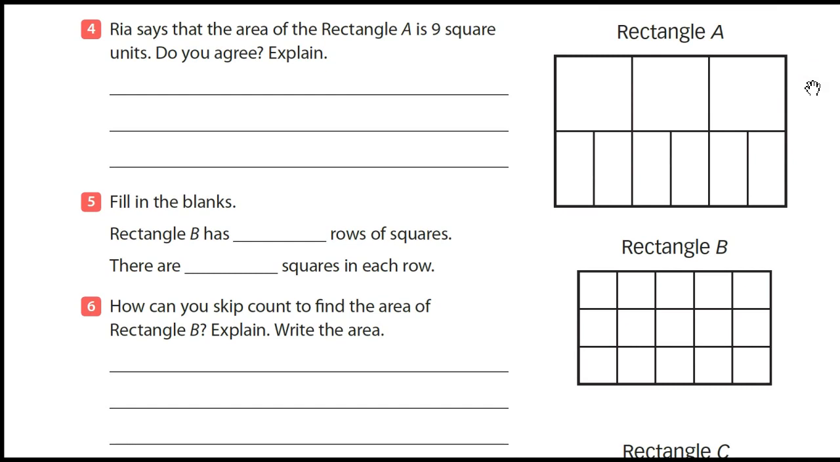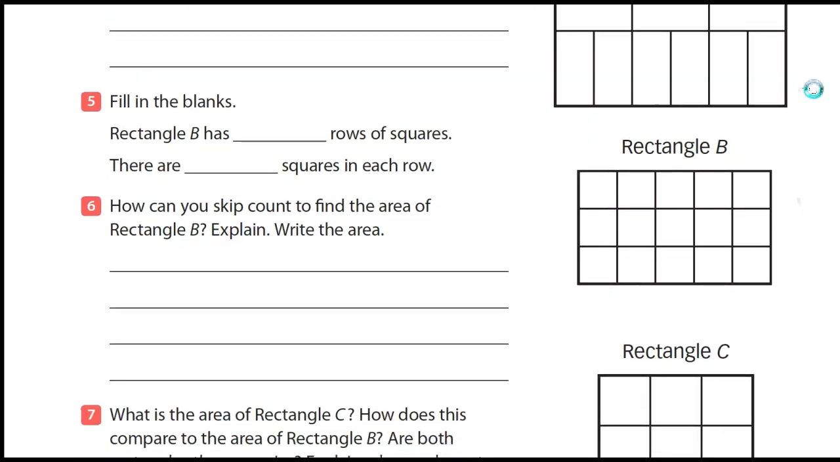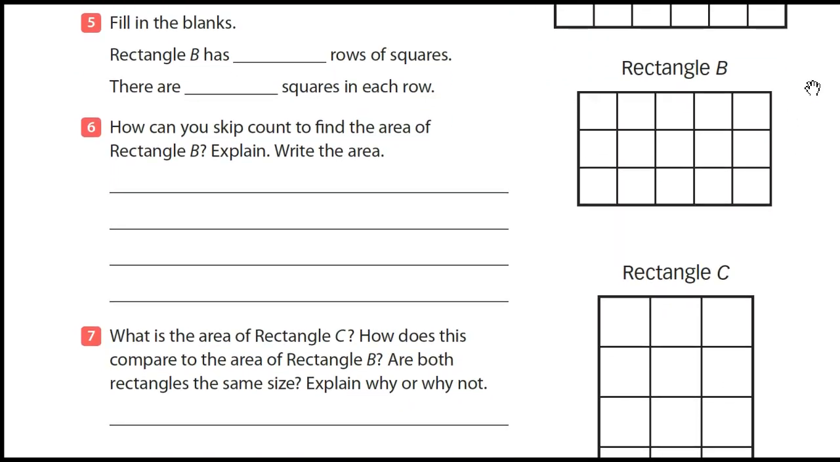Let's fill in the blanks. This is rectangle B right here. Rectangle B has how many rows? 3. Thank you. 3 rows. And there are how many squares in each row? 5. So then what's the area for that then? 15, because I went 3 times 5 equals 15. That's why I know what the area is.